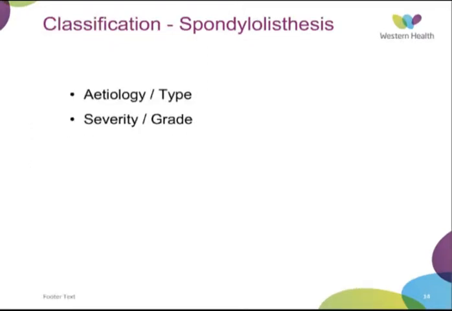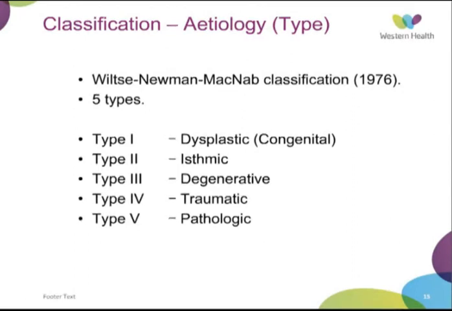Now, in terms of the classification of spondylolisthesis, we can look at it in terms of the etiology or the type, and also the severity or the grade. In terms of the etiology, it's the Wiltse-Newman-Macnab classification from 1976, and they classified it into 5 types. Type 1 is the dysplastic type, or congenital. Type 2, isthmic. Degenerative, type 3. Type 4, traumatic, and type 5, pathologic. And I'll go more into that now.